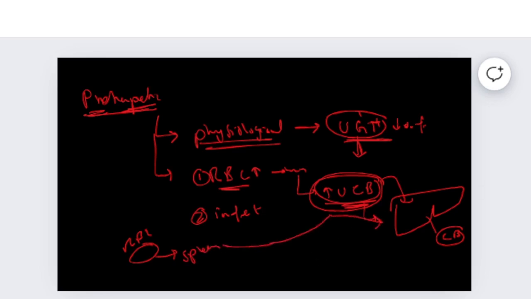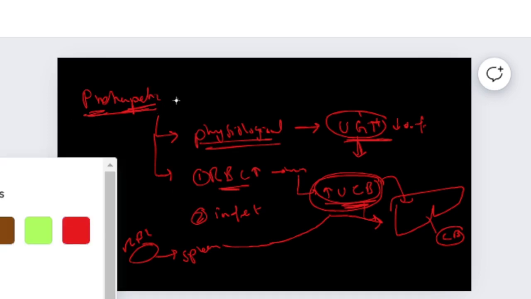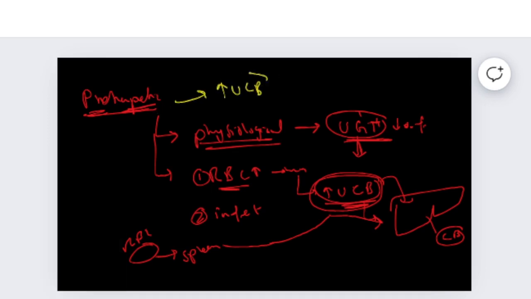Okay, so this is the pre-hepatic. An important thing you have to remember is that in pre-hepatic jaundice there is an increase in unconjugated bilirubin, and there is no AST, ALT elevation. There is no enzyme elevation.